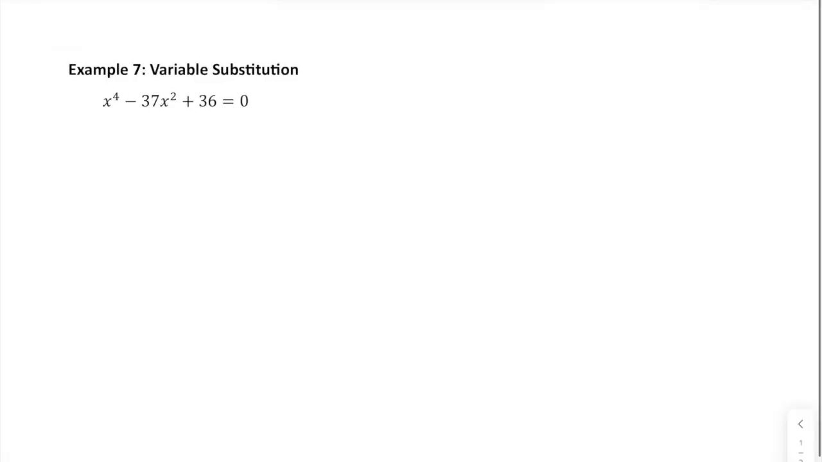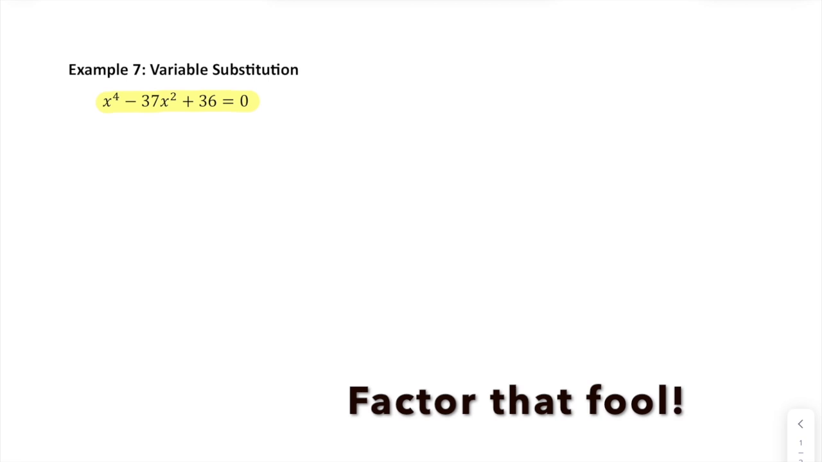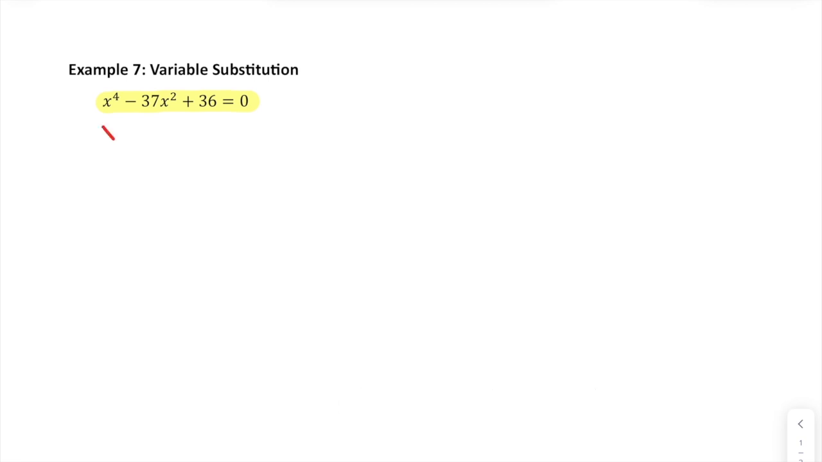Can you guess how we would solve x to the fourth minus 37x squared plus 36 equals 0? That's right, we would factor that fool. Factor that. Notice that x to the fourth can be written as x squared squared.